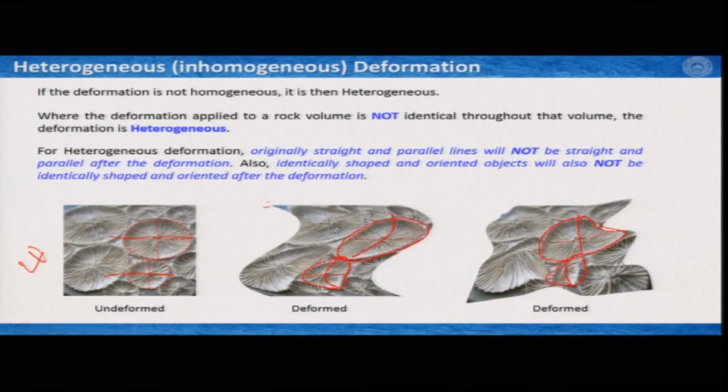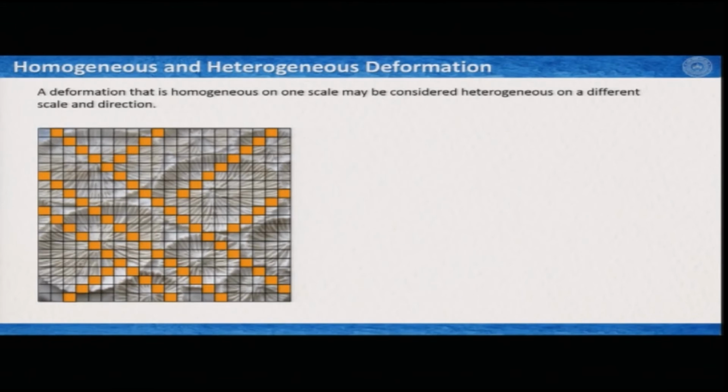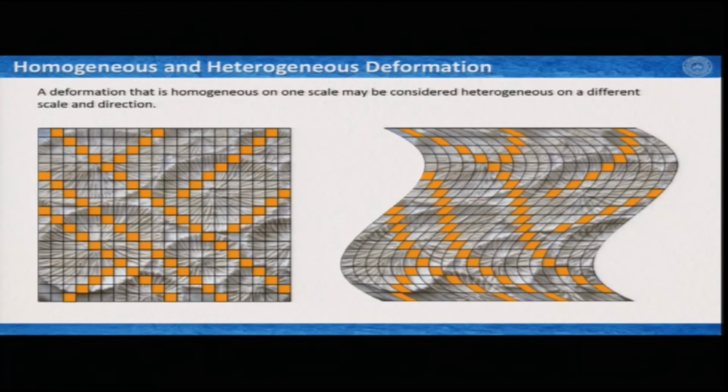So now we have a very good understanding, I believe, of what is homogeneous deformation and what is heterogeneous deformation. Let us have a look in a different way. What I have done here in this drawing is that I gridded this image with some square grids, and filled some of the grids, not randomly, with orange colors. Now what I would do, I would deform this in a heterogeneous manner, and if I do it, then it looks like this.